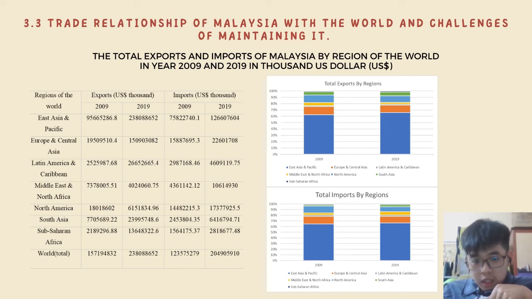In contrast, the lowest value of exports and imports recorded in each year was with the Sub-Saharan Africa region. In conclusion, Malaysia has the most positive trade relationship with the region of East Asia and Pacific and the least positive trade relationship with the Sub-Saharan Africa region.